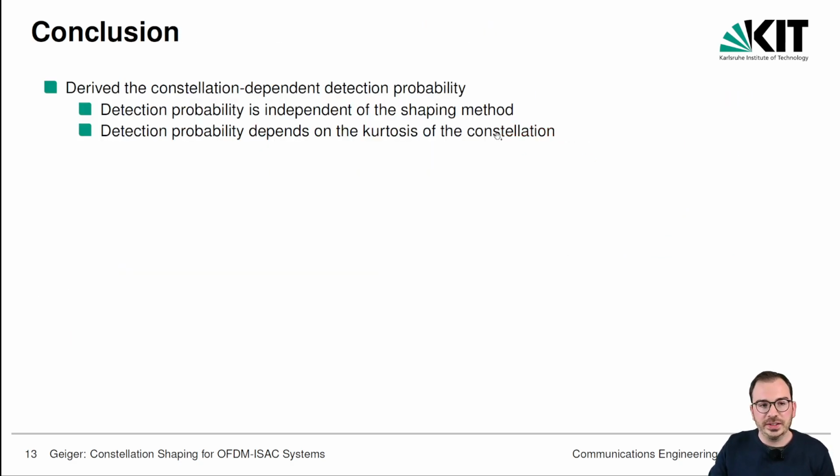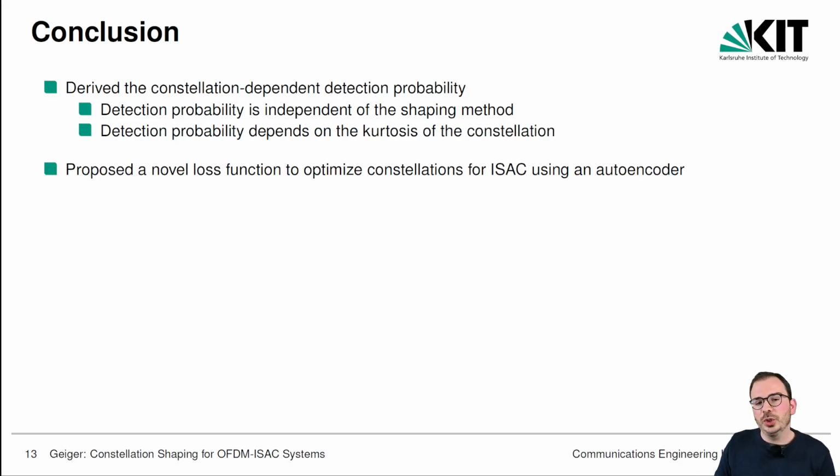So let's conclude. What have we learned? So first, we derived the constellation-dependent detection probability, and here we saw that the detection probability is actually independent of the shaping method and depends only on the kurtosis of the constellation. Next, we proposed a novel loss function to optimize constellations for ISAC using our autoencoder framework.